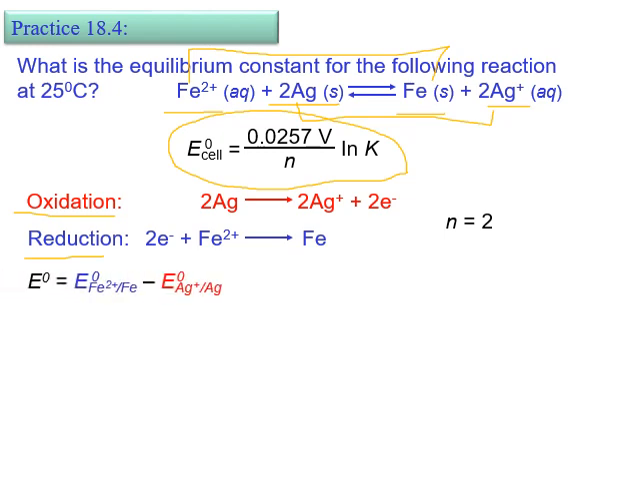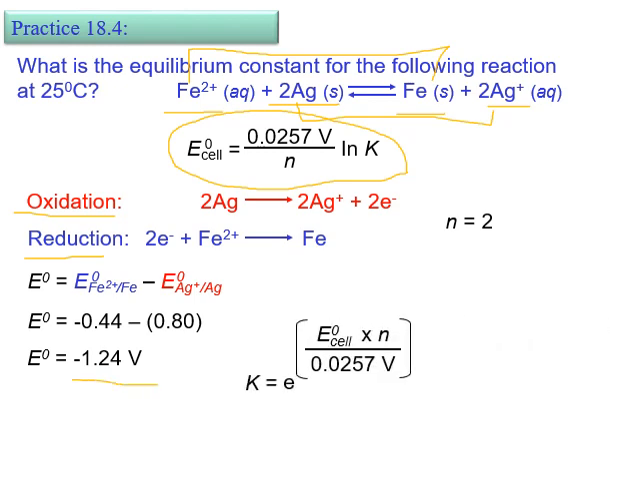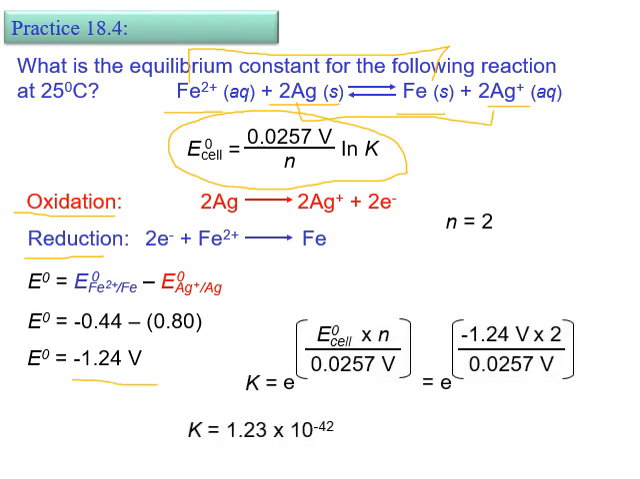Now we just decide which is the cathode and which is the anode. The cathode is always the reduction. The anode is always the oxidation. And so we just put our numbers in from table 18.1, and we get a negative number. Negative means non-spontaneous. So we should expect our K to be very small, which it is. So see if you can get those same answers when you plug that into your fun sheet.